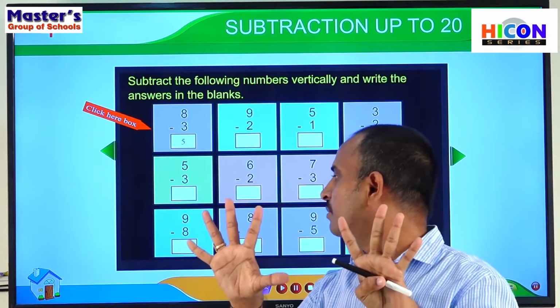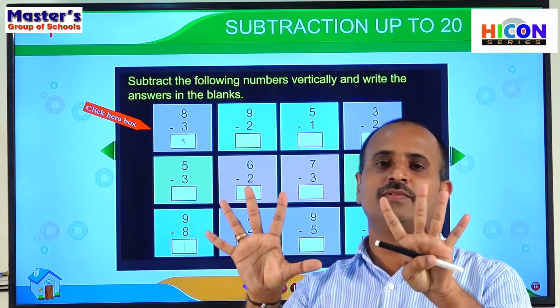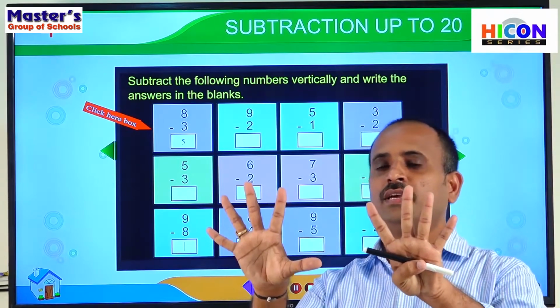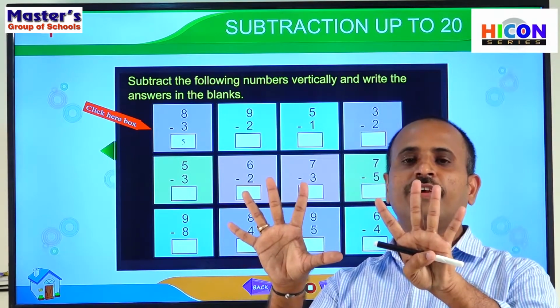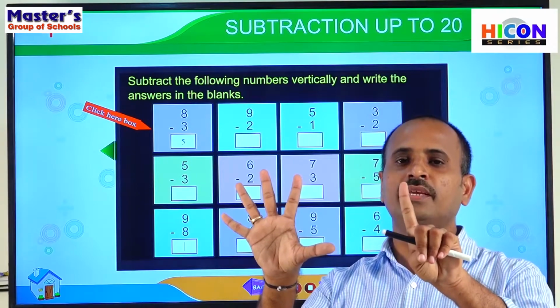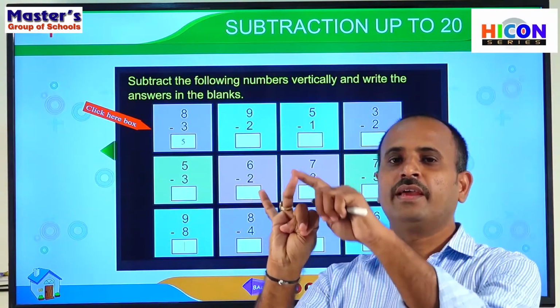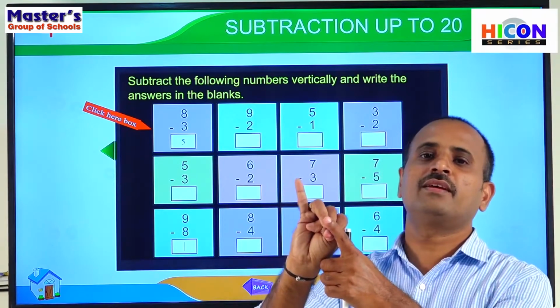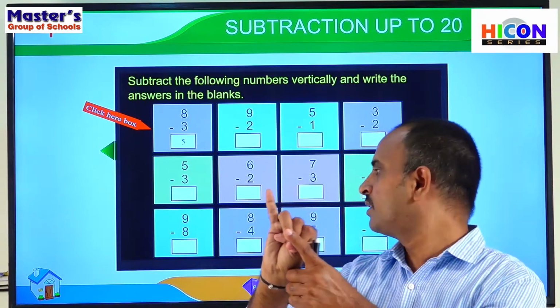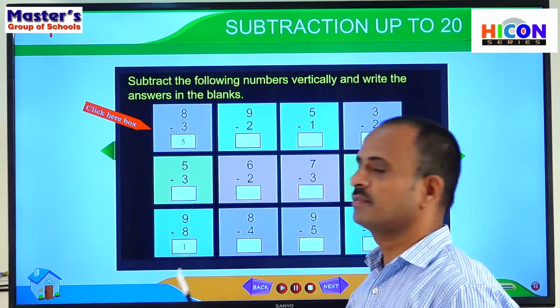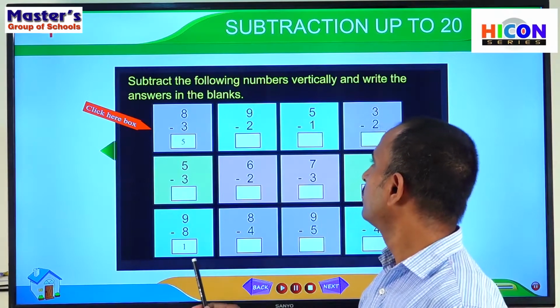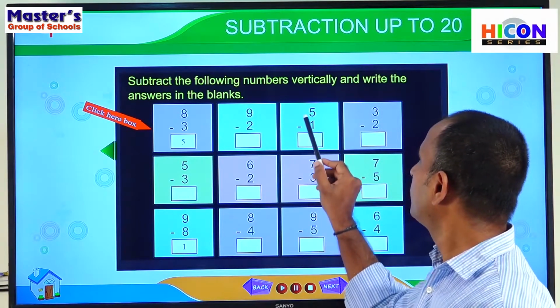So what is the second number there? 8. So that means we have to close 8 fingers among 9 fingers. So close 8 fingers. 1, 2, 3, 4, 5, 6, 7, 8. So how many fingers are there? So there is 1 finger left. So write 1 in this box. So the difference is 1. So children, let us see one more.